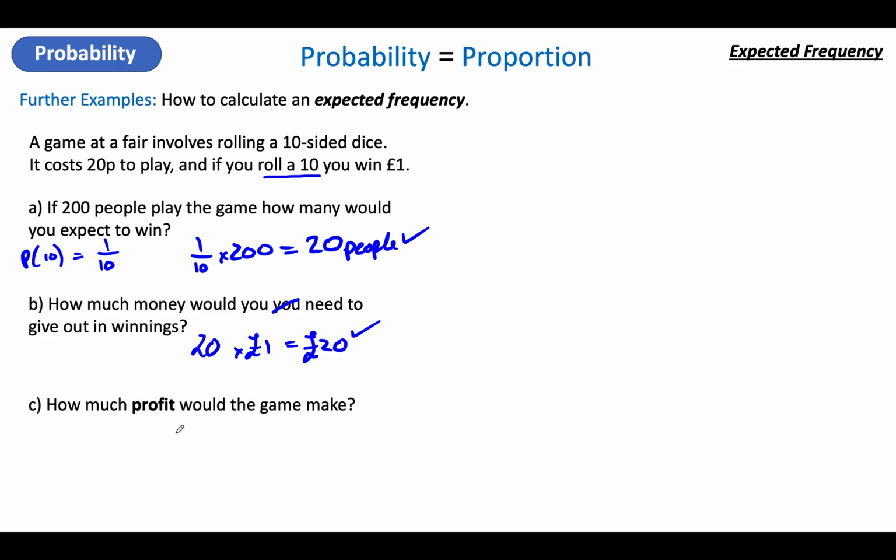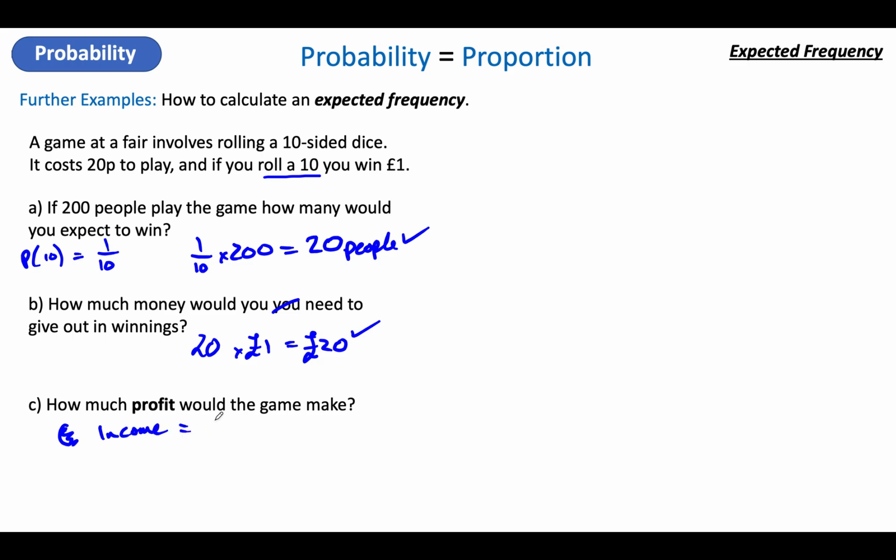And how much profit would the game make? Oh, well, that's a different question. What is profit? Well, profit is when you work out how much something has cost to produce, and then you take away how much income you get from, say, selling it, then what's left over is profit. So firstly, I need to work out how much income I have from the game.